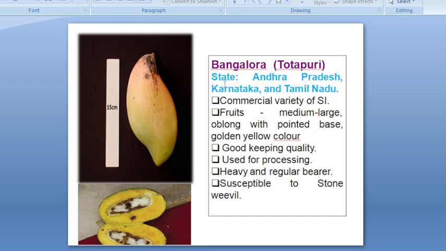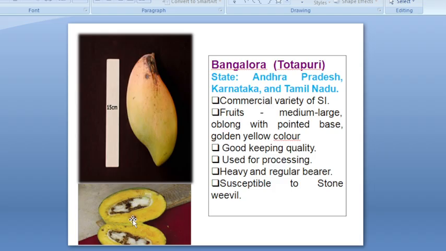And the famous South Indian variety, that is Bangalore or Kilimuk or Totapuri. It is famous in Andhra Pradesh, even Karnataka and Tamil Nadu. So here the quality is good, but it is mainly used for processing purpose. It has a regular bearing habit, but the main drawback is it is susceptible to stone weevil.